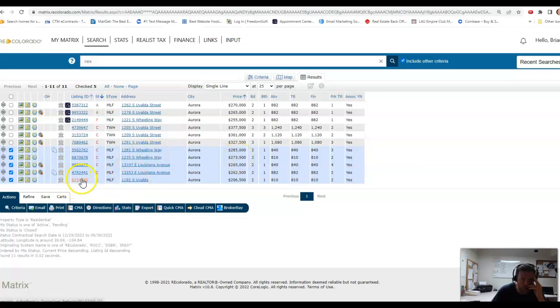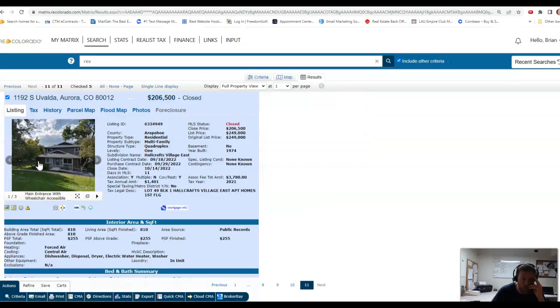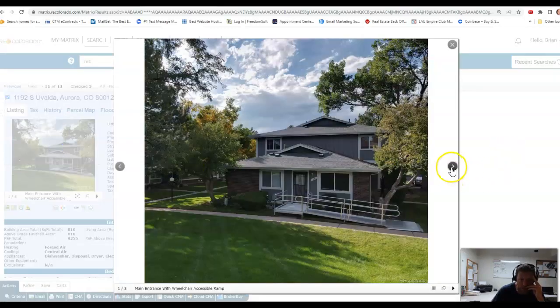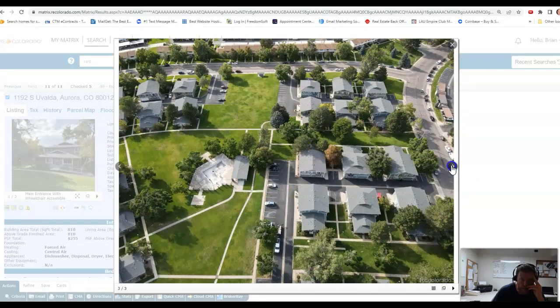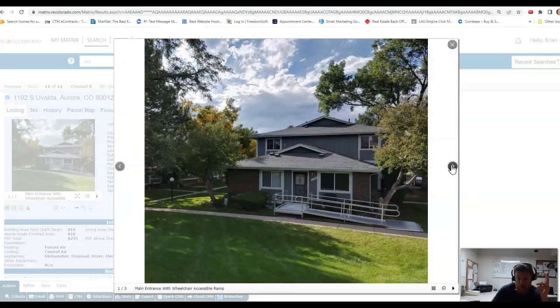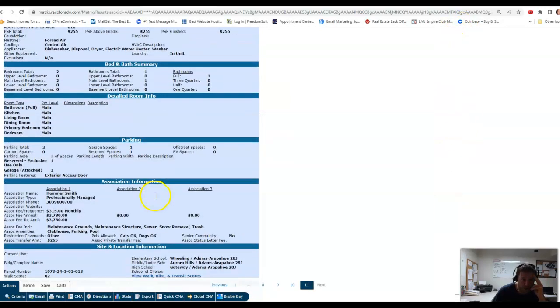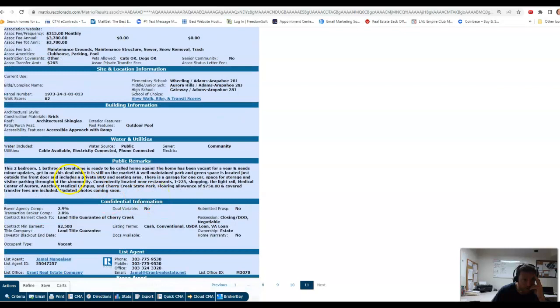And let's take a look at this. I should have jumped into this in the beginning. What would I classify this condo at? All right, so classifying this condo, don't know, right? There's no pictures of the inside. So let's just take a look. Home has been vacant for a year, needs minor updates. So we're going to assume this is a number 2.